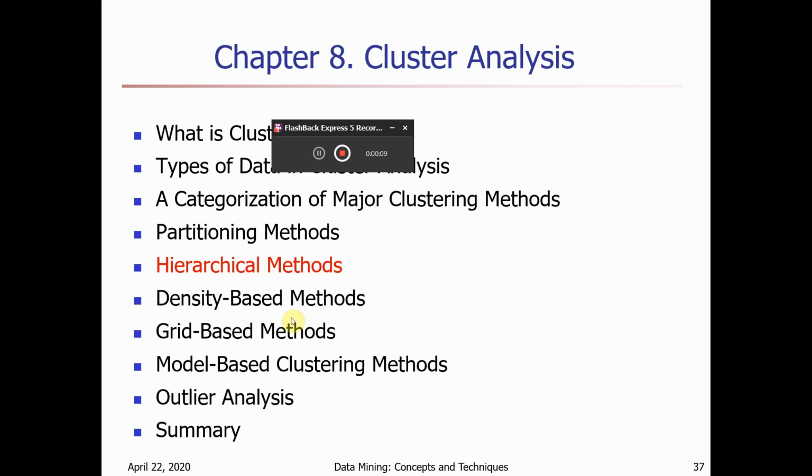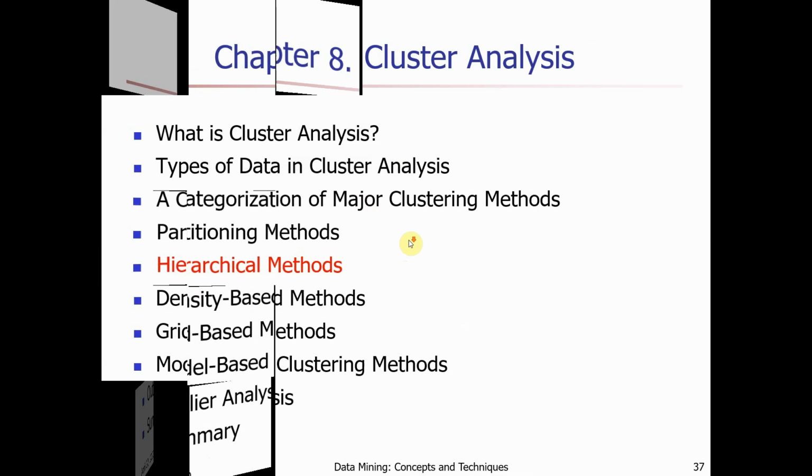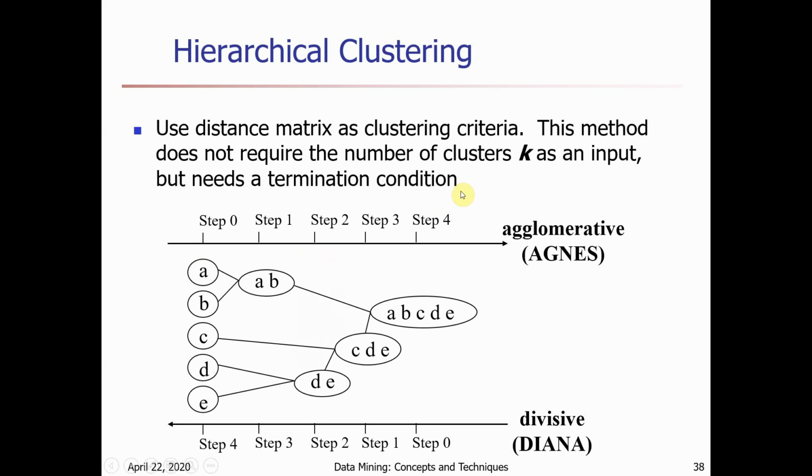In the last class we discussed hierarchical methods, agglomerative and divisive approaches. Once again I have to explain about the previous class. Based on this diagram, another name for agglomerative is AGNES, and another name for divisive is DIANA. Agglomerative is a bottom-up approach, divisive is a top-down approach.